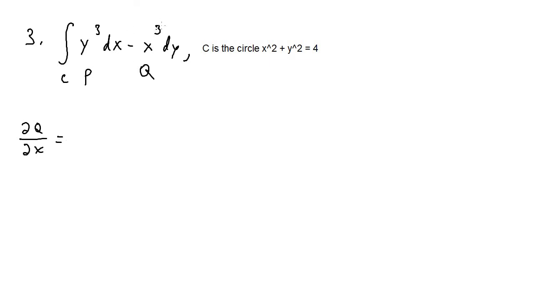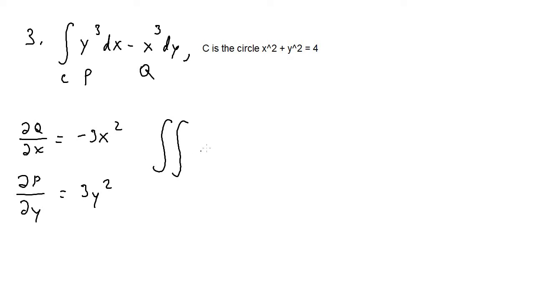Because q is a negative x cubed, the partial derivative is going to be negative 3x squared, and then the partial derivative of p with respect to y is going to be the derivative of y cubed, which is 3y squared. So if I rewrite the double integral, we have the double integral of negative 3x squared minus 3y squared.